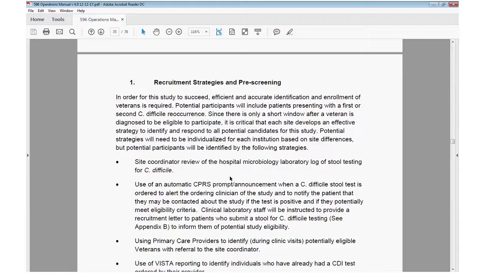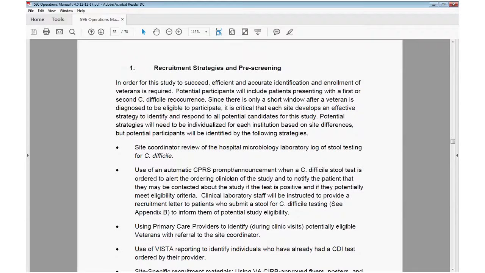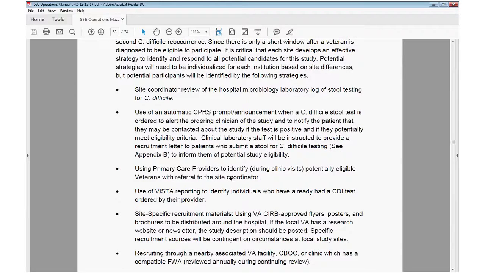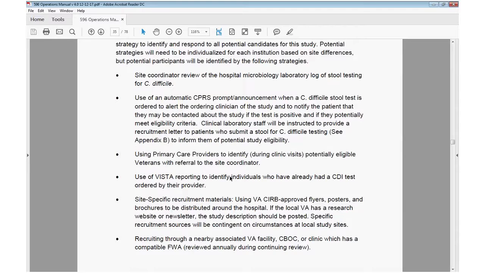Potential strategies will need to be individualized for each institution based on site differences, but potential participants will be identified by the following strategies. Site coordinator review of hospital microbiology lab log and stool testing for C. difficile. Use of an automatic CPRS prompt announcement when a C. difficile stool test is ordered to alert the ordering clinician of the study and to notify the patient that they may be contacted about the study if the test is positive and if they potentially meet eligibility criteria.